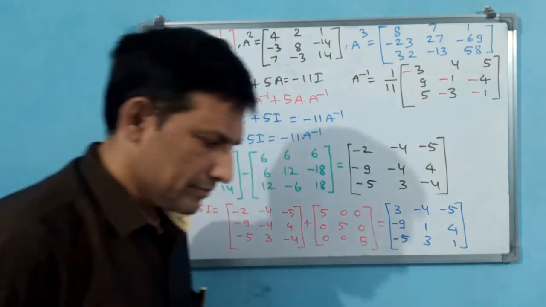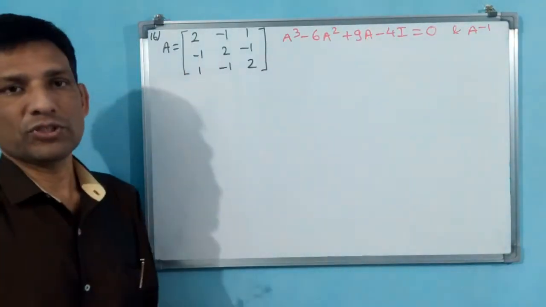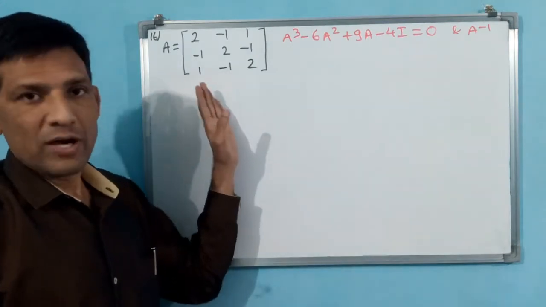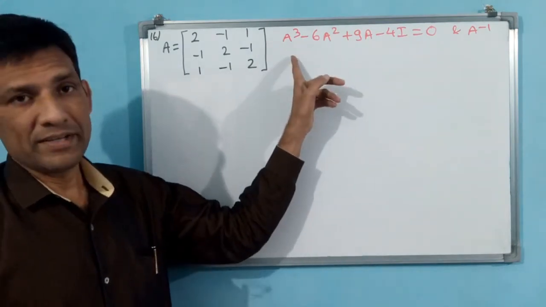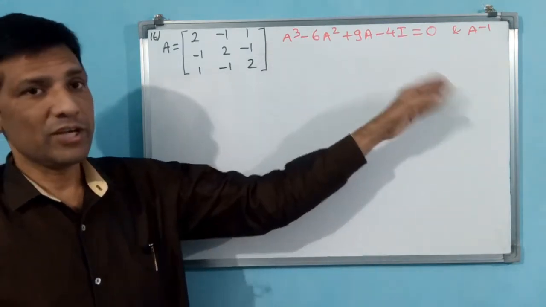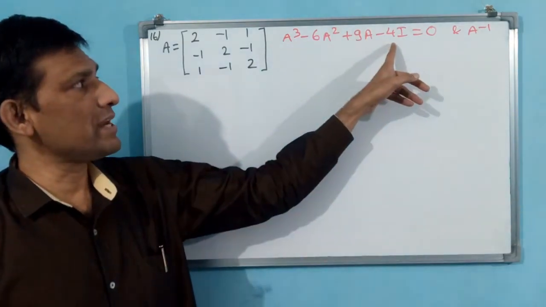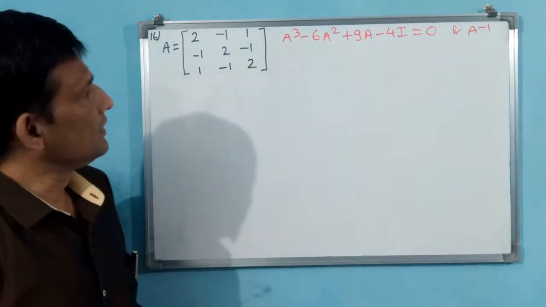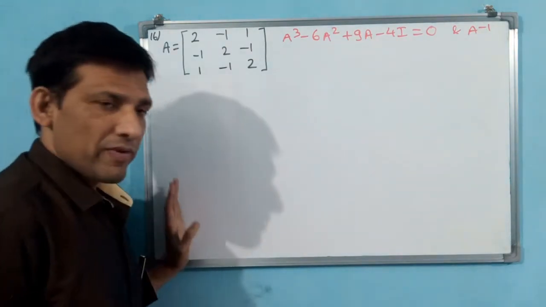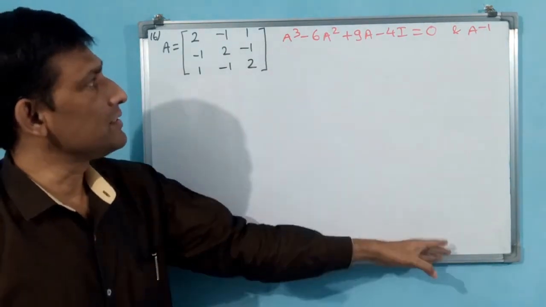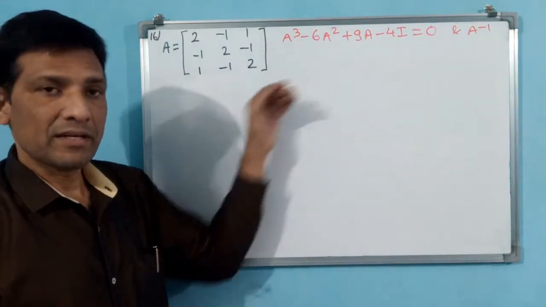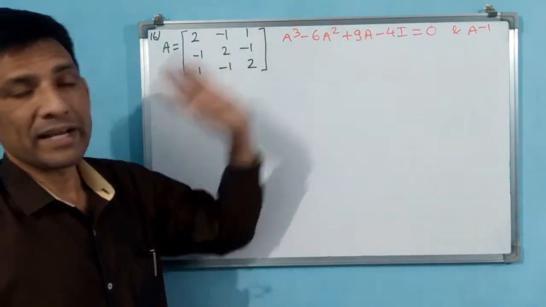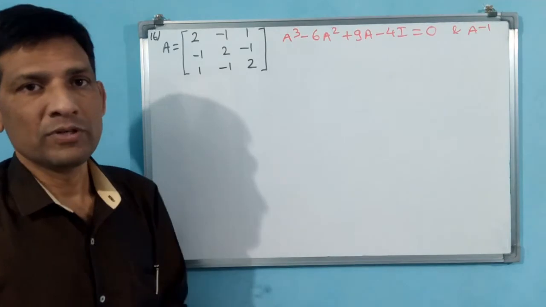Okay. Let us take. See the 16th question. They have given A and asked us to find or show that A cube minus 6A square plus 9A minus 4I is equal to 0. Hence find A inverse, like he is telling. So what I am doing, I am finding A square. I will write this equation here and A square here. Again I will find A cube and write it here. Then finally we will do like this.